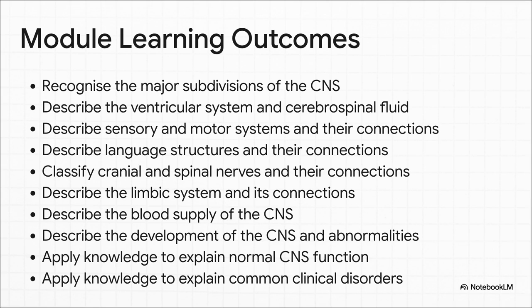We're going to cover the structures of sensory and motor systems and also the key structures associated with language. You'll learn how to classify cranial and spinal nerves, describe the limbic system, and even map out the entire blood supply of the CNS. But it's not just about naming parts. The last few goals are all about application. You'll be able to describe the development of the CNS and any congenital abnormalities, and, this is the big one, you'll apply all that anatomical knowledge to explain both normal CNS function and common clinical disorders.